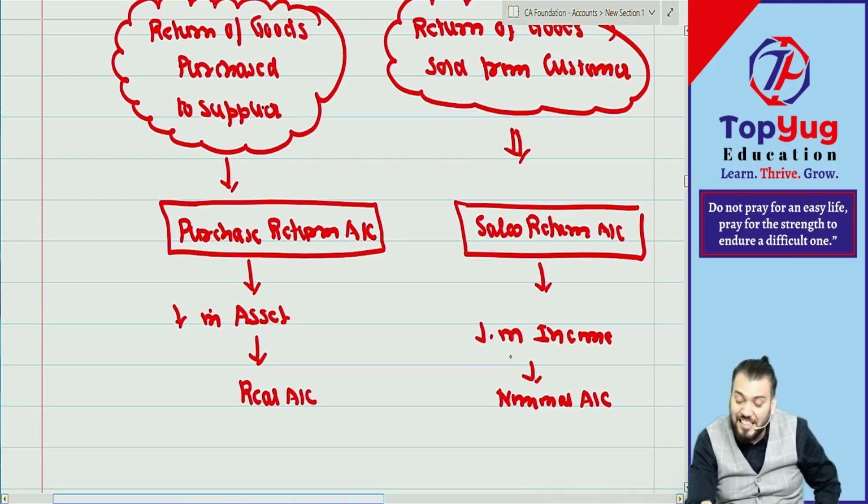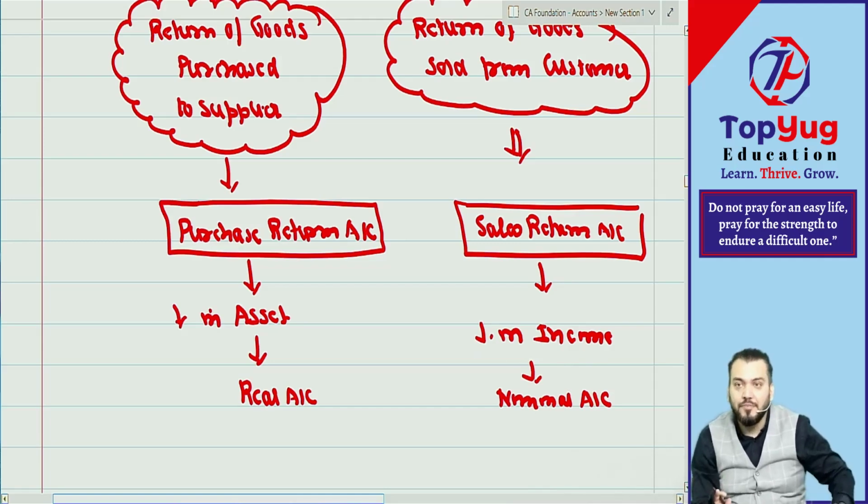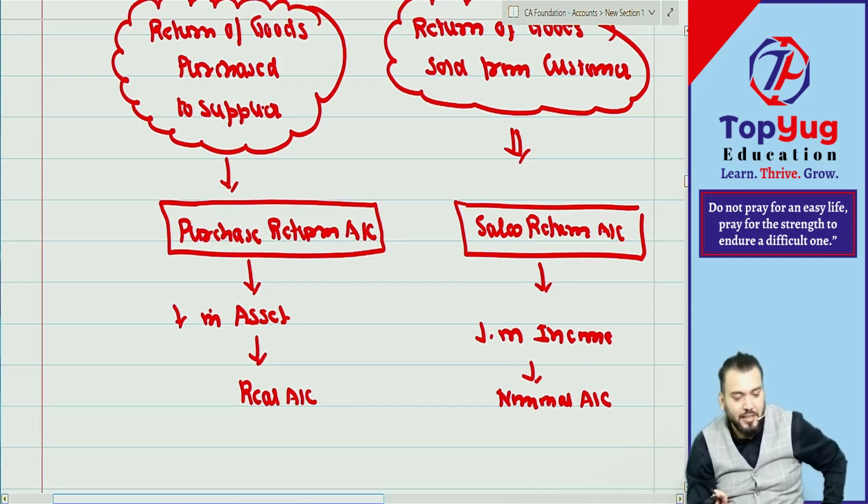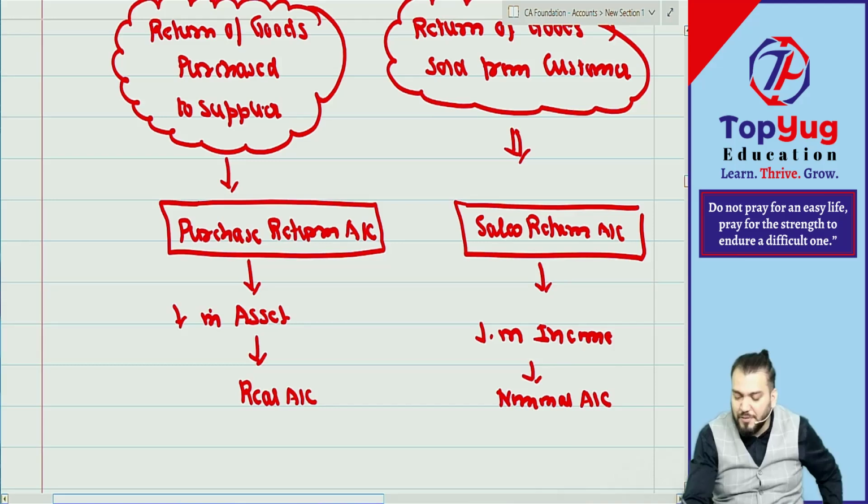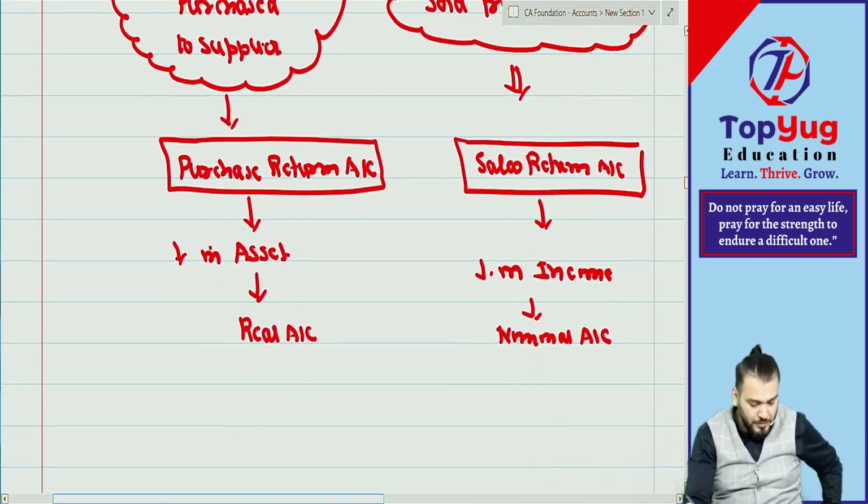Just try to understand sales return. I have said this is a decrease in income. It is not expense. I have not said expense. So sales return is a decrease in income. Understood? Have you understood this point? Correct. Any doubt?